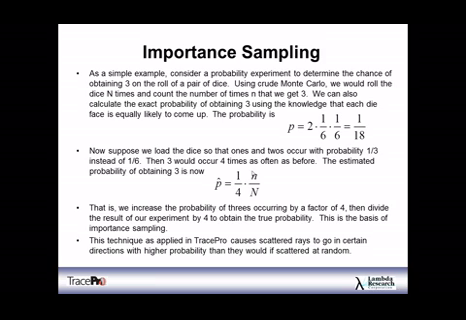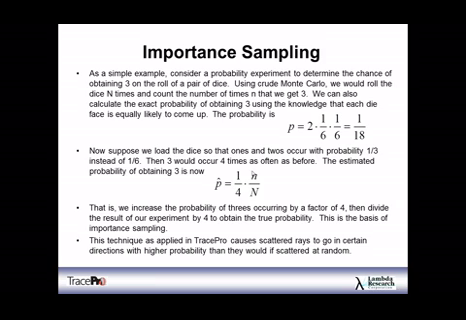So in terms of the second variance reduction technique, which is importance sampling, it's very similar to if we roll dice and we change the experiment a little bit. So take a look at a simple example. Consider a probability experiment to determine the chance of obtaining a 3 on the roll of a pair of dice.